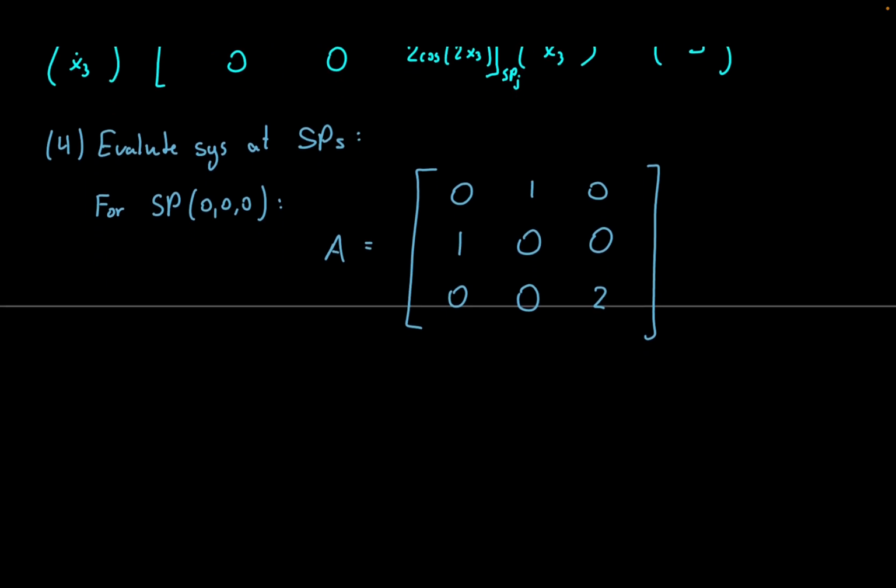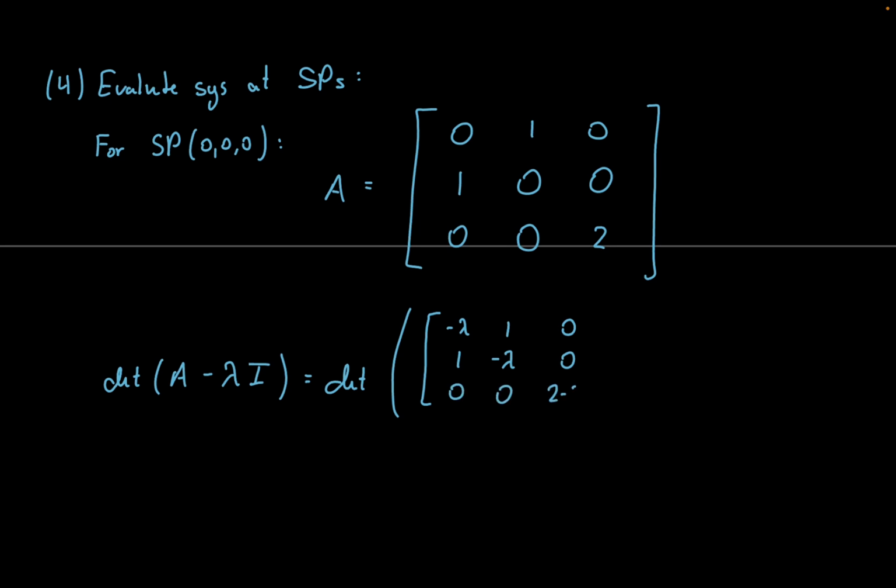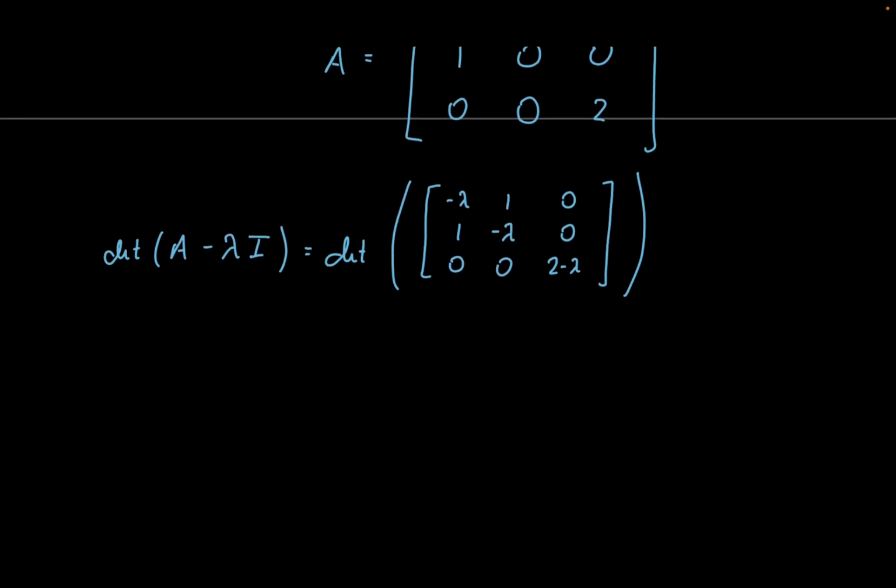So going back to our linear algebra days, we find our eigenvalues by taking the determinant of the matrix A and subtracting lambda times the identity matrix. So we'll essentially have the determinant of [negative lambda, 1, 0; 1, negative lambda, 0; 0, 0, 2 minus lambda]. And then now we can start to solve for our characteristic equation.